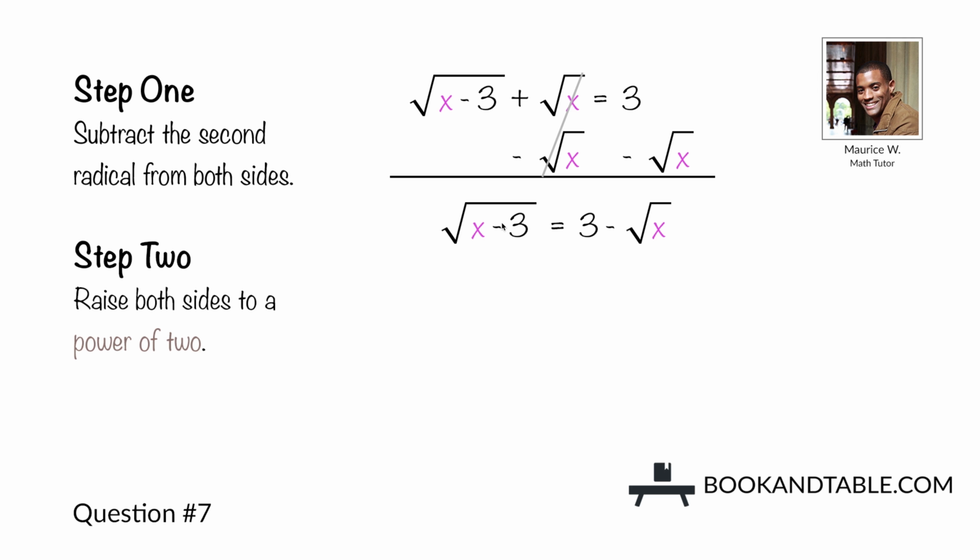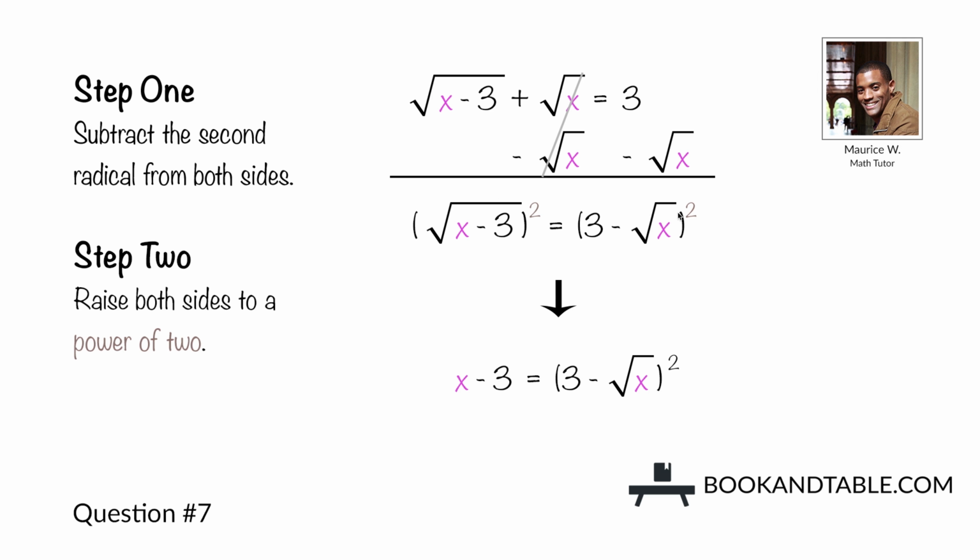Step 1. Subtract the second radical from both sides. This will help us isolate our first radical, the square root of x minus 3, on the left side of our equation. And now on the right side, we'll wind up with 3 minus the square root of x. To get rid of this first radical, we want to raise both sides to a power of 2. This eliminates the radical, leaving us with just x minus 3 on the left side. And on the right side, we have 3 minus the square root of x, squared.